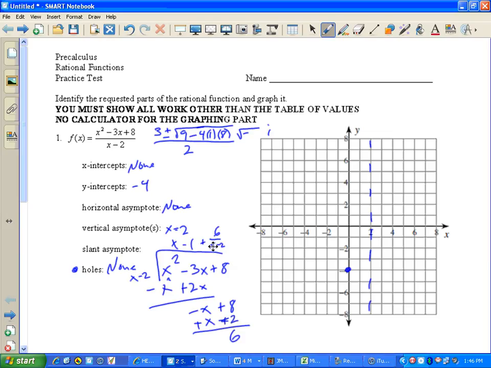To get the slant asymptote, I'm going to ignore that remainder, because as x gets larger and larger, this is going to go to 0. So my slant asymptote is just this. The equation for my slant asymptote is y equals x minus 1. And I graph that. Okay, so -1 is my y-intercept. I guess I shouldn't make it a point, but I'm going to start there, and then I go up 1 over 1 because my slope is 1. So I'm going to get this diagonal line as a slant asymptote.